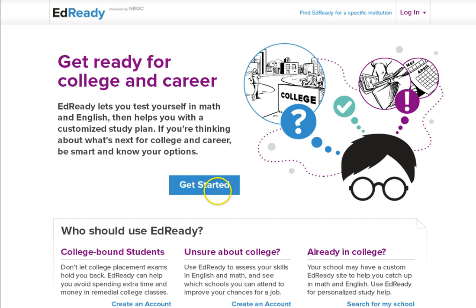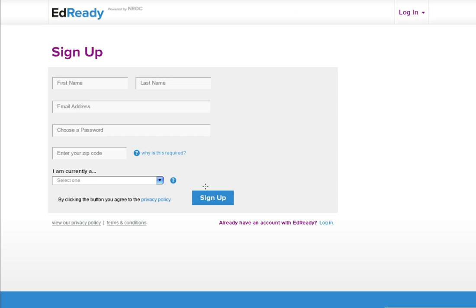To get going with EdReady, you simply click the Get Started button. EdReady will then ask you to sign up for an account. This account is and always will be free. The account is strictly for the purpose of storing the data associated with yourself and ensuring that no one but you gets access to the data unless you choose to share it.